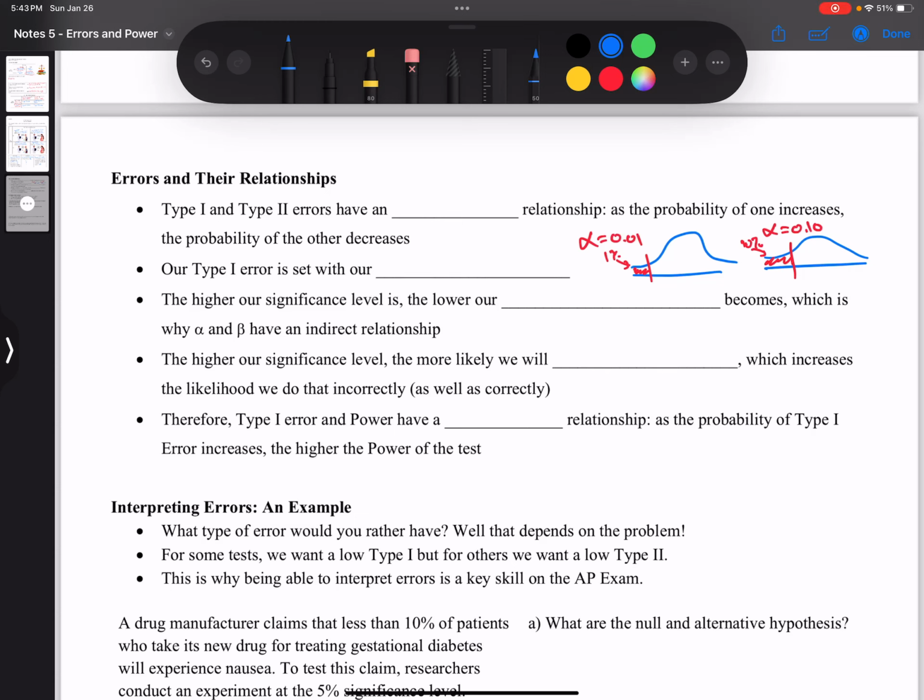All right, so next up is the relationship between the errors, okay? So type 1 and type 2 errors will have an indirect relationship. As the probability of one increases, the probability of the other decreases, okay? We know our type 1 error is set with our significance level, which is our alpha. And here's where things might be a little odd or confusing, because the higher our significance level is, the higher our alpha is, the lower our probability of failing to reject becomes, okay? Which is why alpha and beta have an indirect relationship.